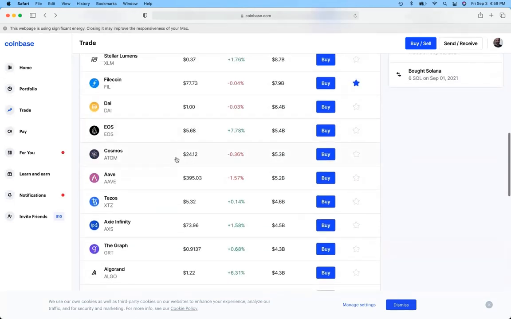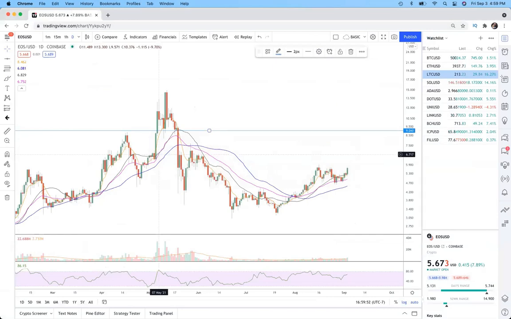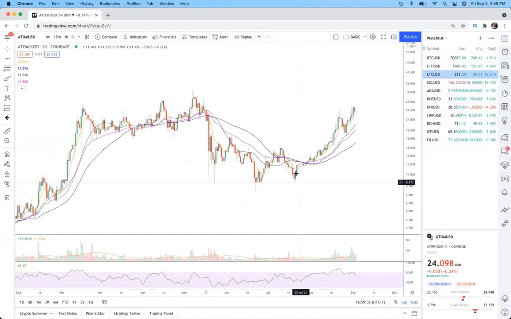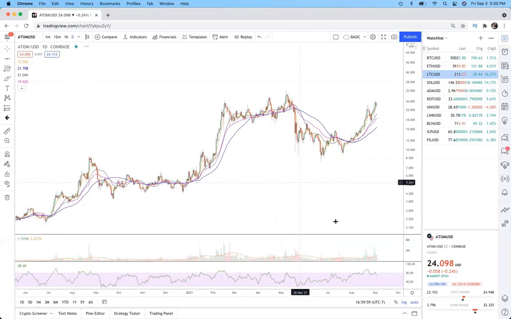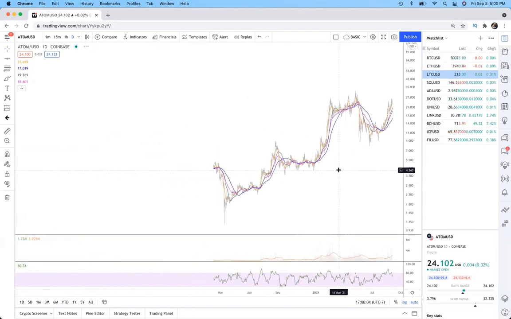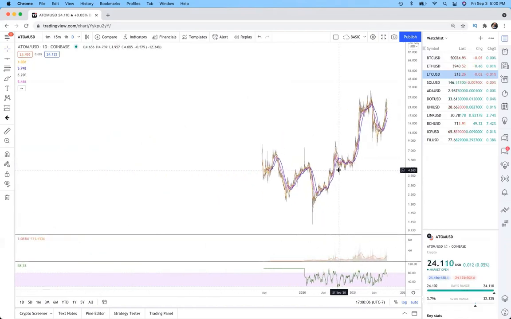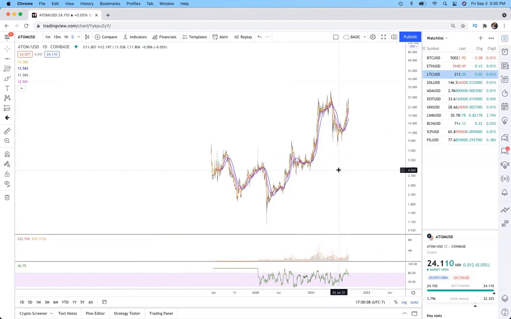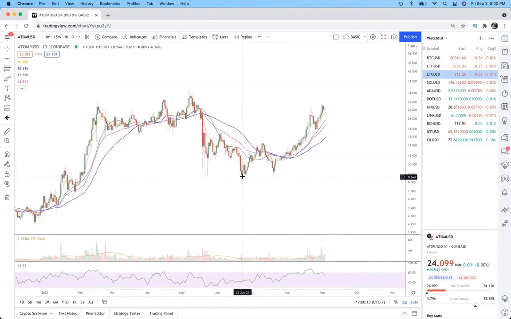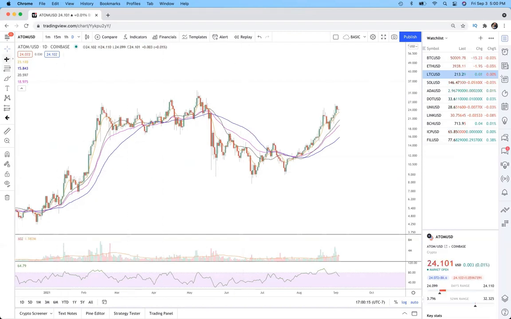I want to look now, let's see, there are 2 more. Let's look at Atom, Cosmos, Atom. Atom is good. It's got volume coming in. And is that the all-time high? If it's the all-time high, you want to look for the breakout. Yeah, okay, so Atom is spiking. It's not breaking out quite yet, but I'll put it on the watch list.